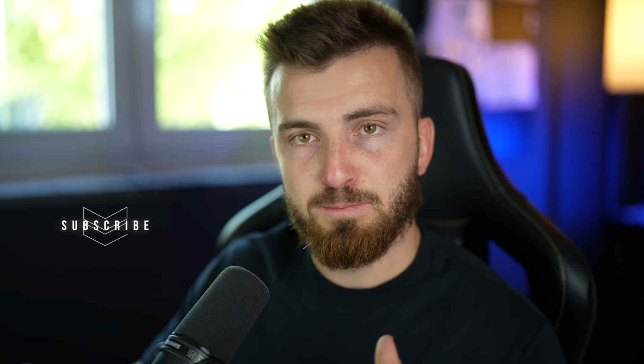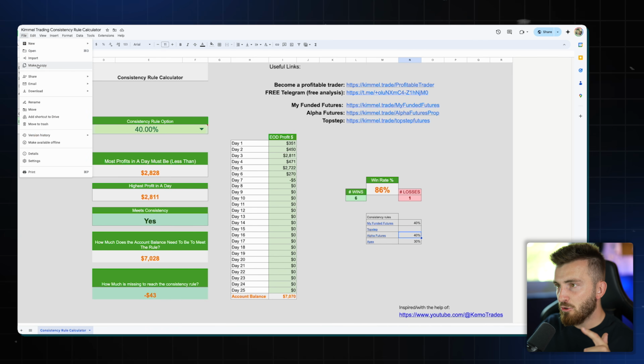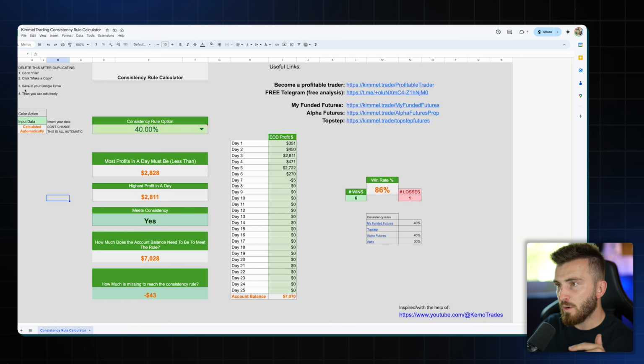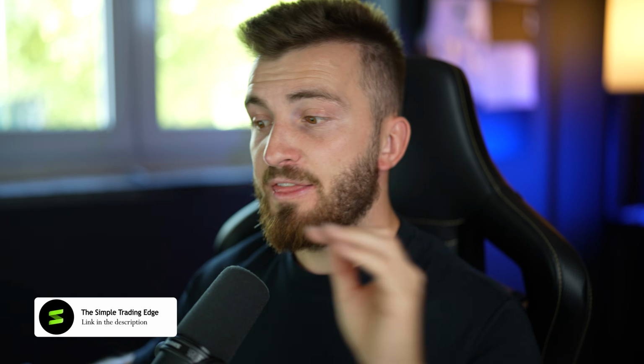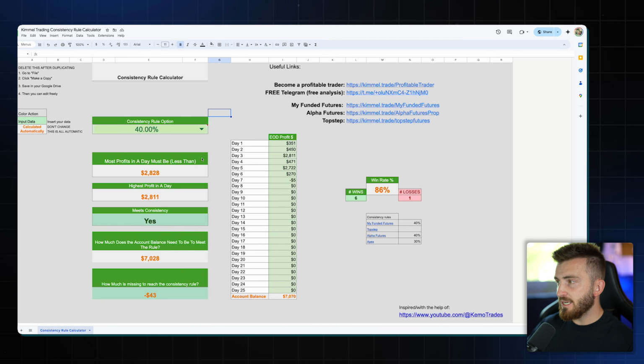In terms of explaining this whole spreadsheet, you go to file right here and you click on make a copy, right? And you save it onto your Google Drive and then you can edit this freely. So the only things you need to change is here the end of day profit on the day and what consistency rule your prop firm has. That's all you need to change, because then this is going to calculate automatically.